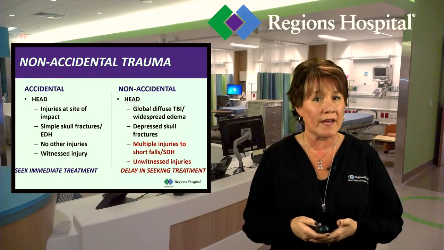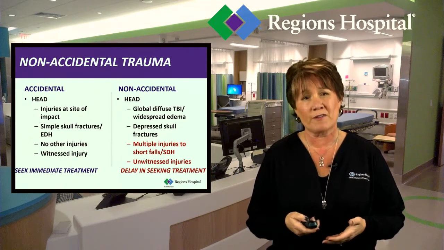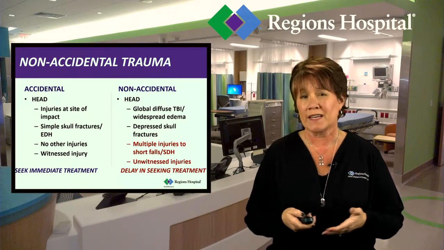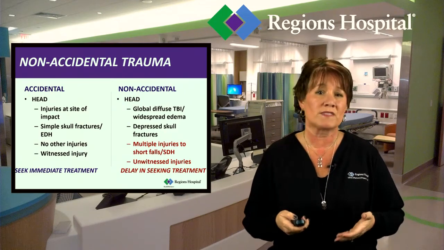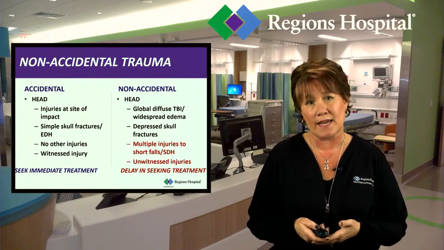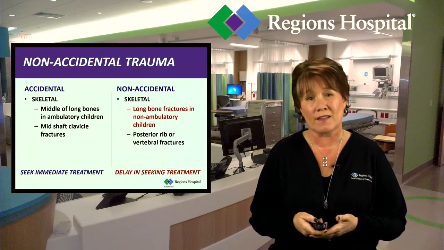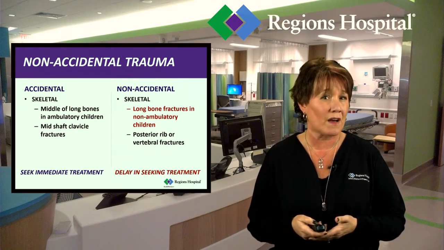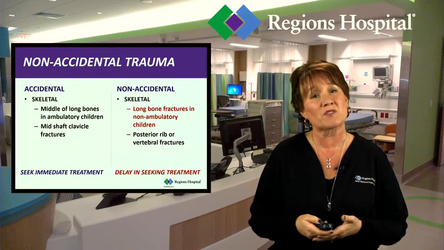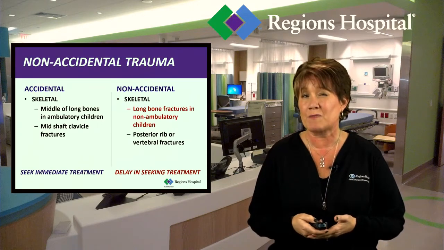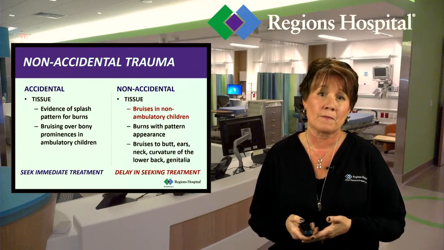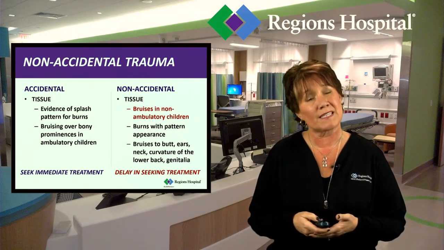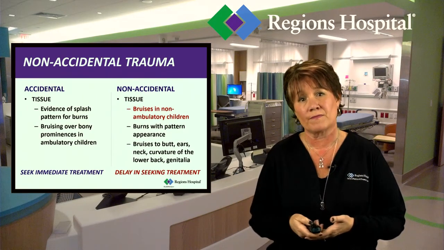We have a red flag of multiple injuries with a very short fall of rolling off a couch. Can a 3-month-old actually roll off a couch? It was unwitnessed, and there was a delay in seeking treatment till the next day. Let's look at the skeletal. We have fractures of long bones in a child that is 3 months old that technically should not even be able to sit up yet. And again, a delay in seeking treatment. Then there's bruises in a non-ambulatory child.